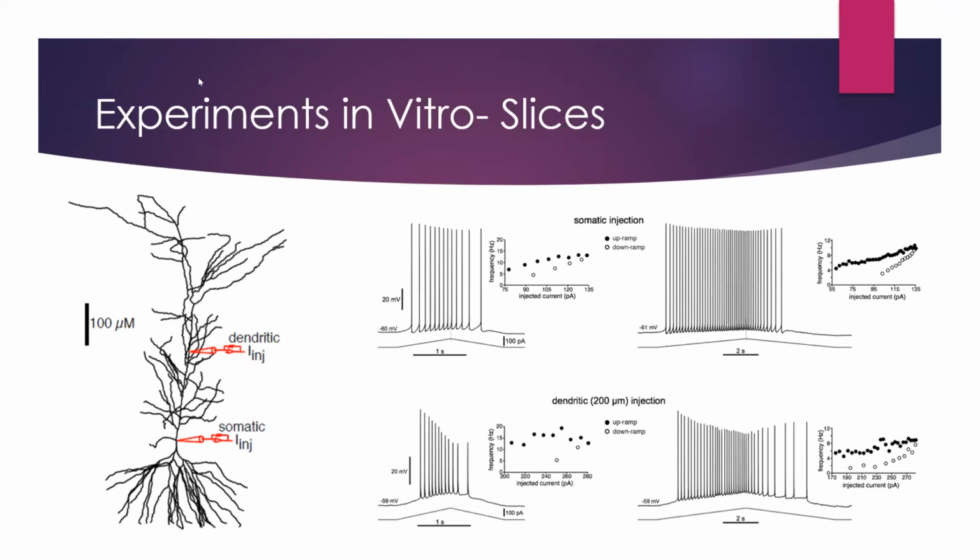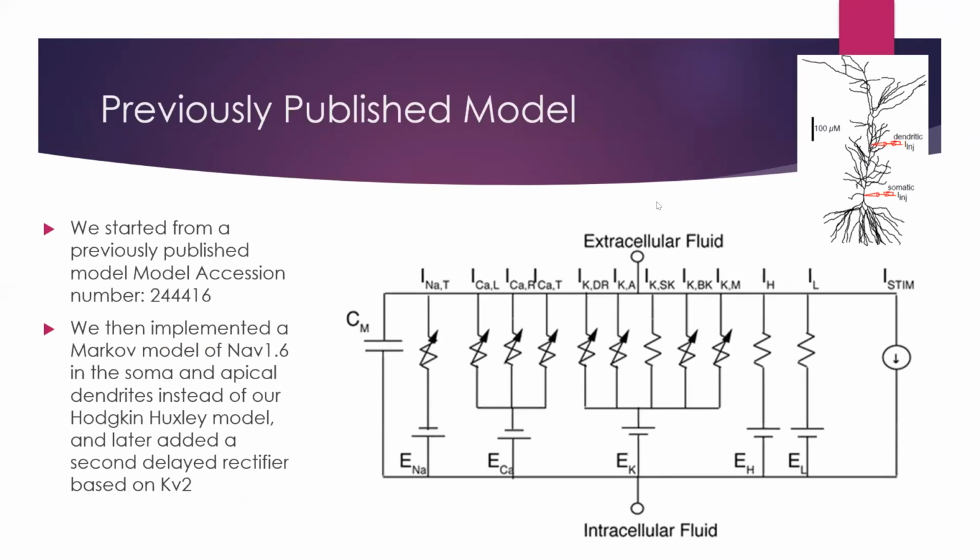So I did not start from scratch with this model. Dr. Canavier had previously published a model of a CA1 pyramidal hippocampal neuron. It's a multi-compartment, morphologically realistic neuron. This is the morphology right here. It's implemented in NEURON. You can download it off of ModelDB. The model accession number is right here. It's a Hodgkin-Huxley type model. So we're looking at the equivalent circuit right here. Each of these resistors is your ion channel, and they're all in parallel with the cell membrane capacitance.